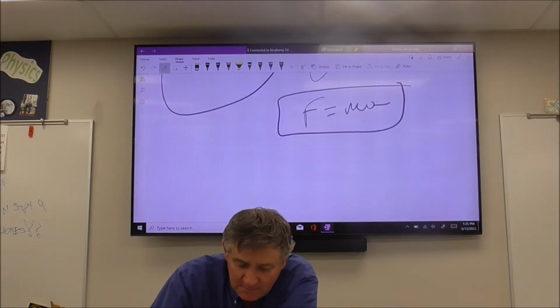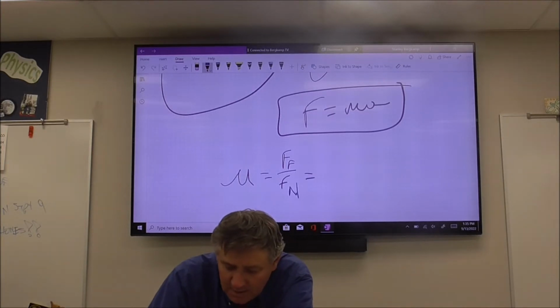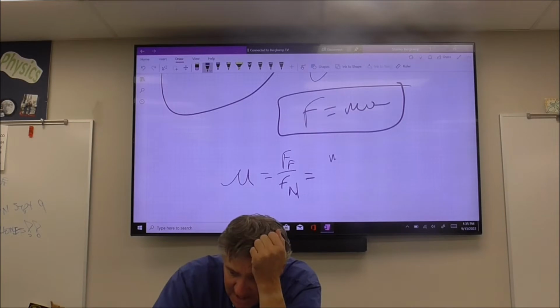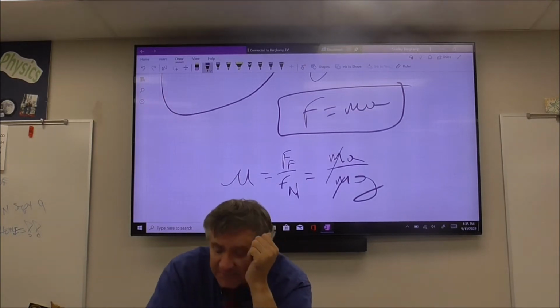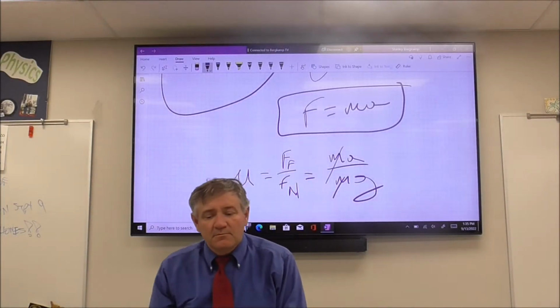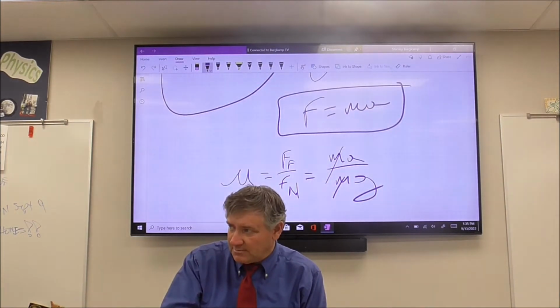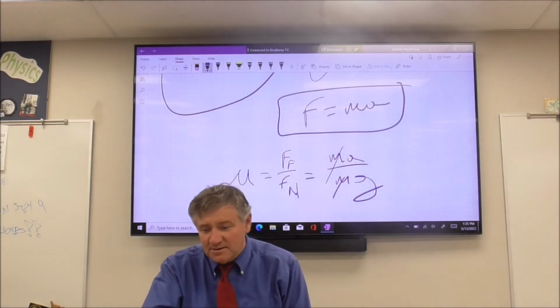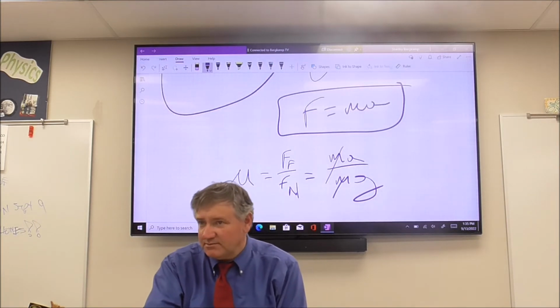Now, let's talk about mu. I'm going to show you a little bit of a shortcut if you want to take advantage of it. If you solve for mu, that's force friction over force normal. So force friction in this situation is mass times acceleration. Force normal is the same as your weight, which is mg. So if you want to get fancy, mu is also the ratio of the accelerations. Okay? Because force friction is the same as mass times acceleration. Force normal is the same as your weight, which is mg.